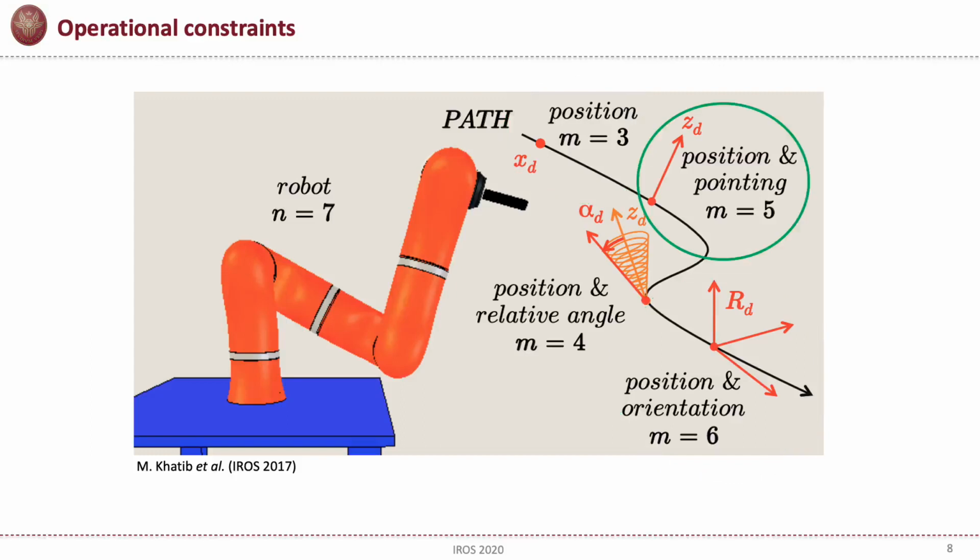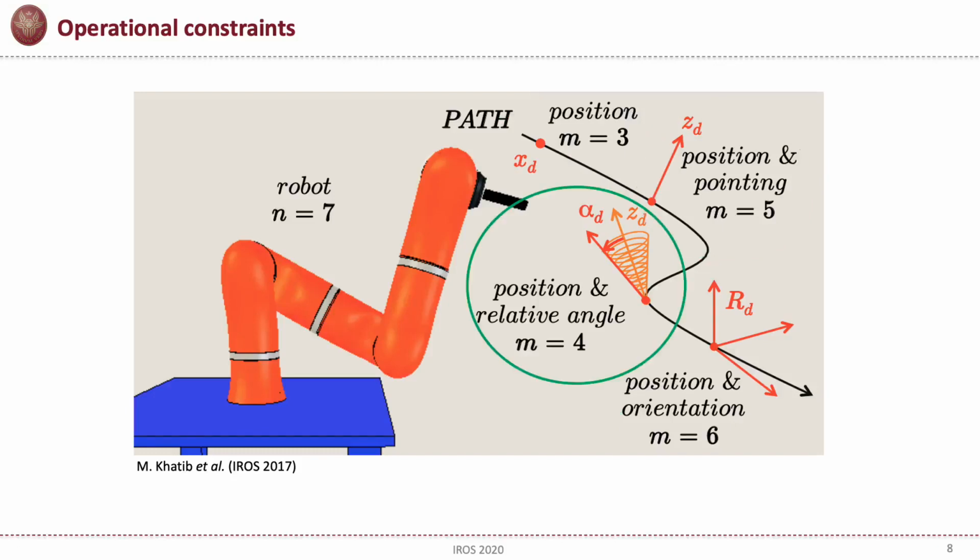Instead of considering the classical and complete three-dimensional orientation task, using a pointing direction reduces the task dimension by 1, while using a relative angle to the pointing direction will reduce the dimension of the task by 2. That is, we are left with a one-dimensional task only for the orientation.